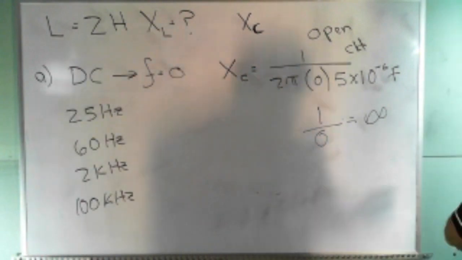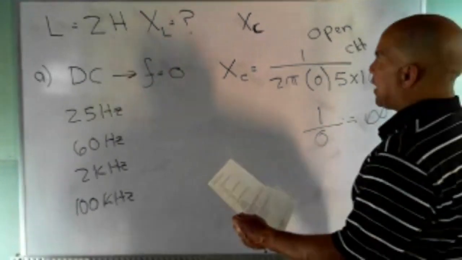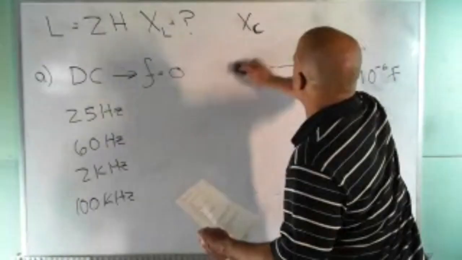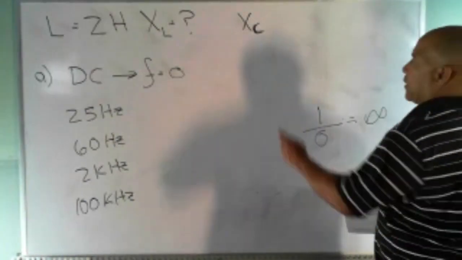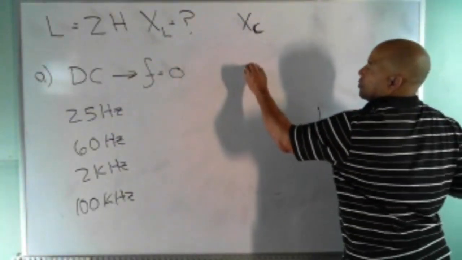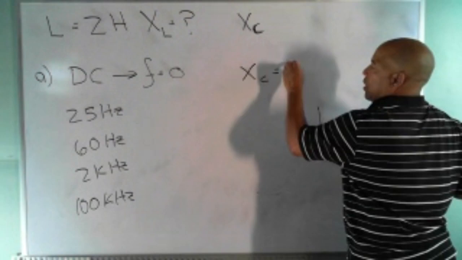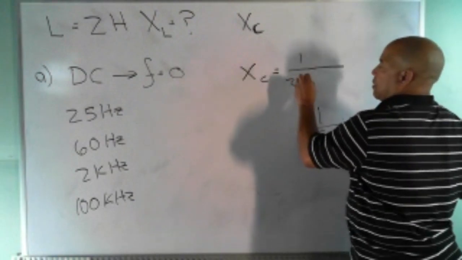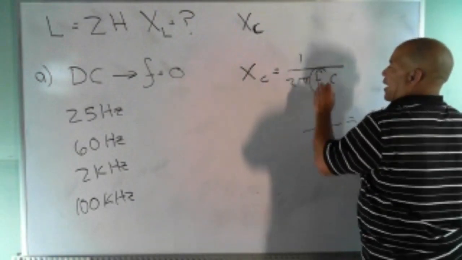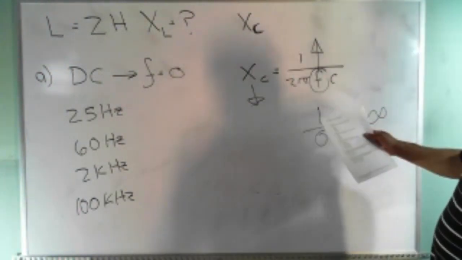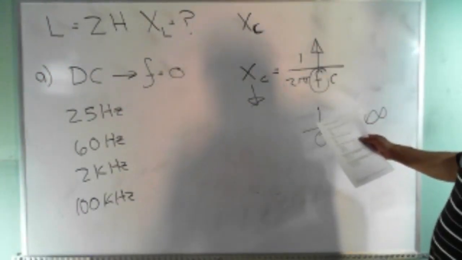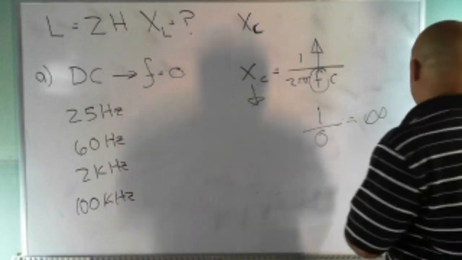I think the point here is to see, because of the inverse relationship between XC and frequency, as my frequency goes up, my capacitor becomes more and more of a short. So we'll do one more of these. As I increase this, then this is going to get lower. Okay, so we'll do one more. Let's do the one with 1800 hertz.